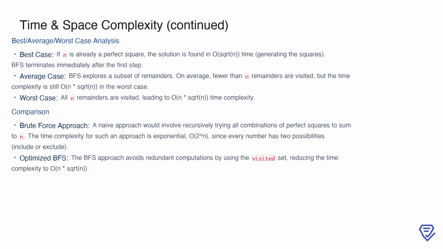Let's consider the best, average, and worst cases for the algorithm. In the best case scenario, n is already a perfect square. Here, we only need to generate the list of perfect squares, which takes O(sqrt n) time, and BFS terminates immediately. For the average case, BFS typically explores fewer than n remainders, but the worst case time complexity of O(n * sqrt n) still applies. The worst case occurs when all n remainders are visited, requiring the full O(n * sqrt n) time complexity. Comparing this to a brute force approach, where we recursively try all combinations of perfect squares, the optimized BFS is far more efficient.